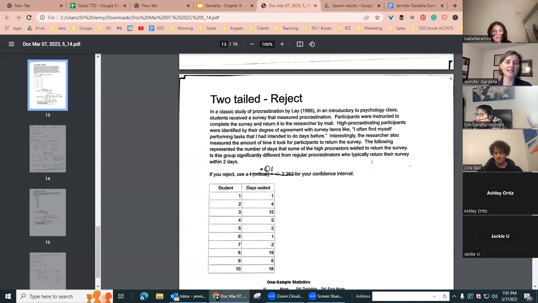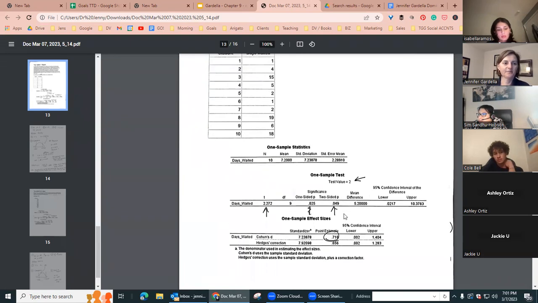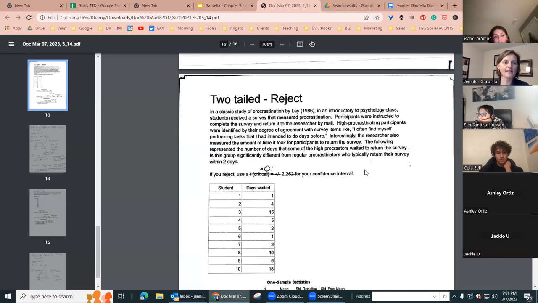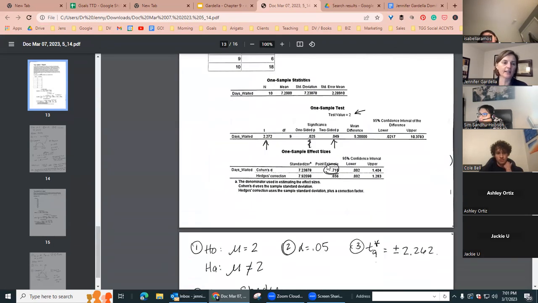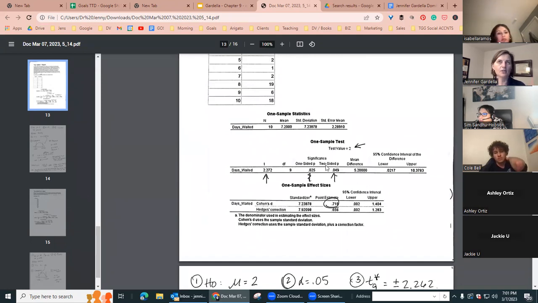Is this group significantly different from regular procrastinators who typically return their survey within 2 days? So we are comparing how many days they waited to return the survey against a test value of 2 days. Here's what we got. Now remember, it does not indicate which way we want this to go, so we do it as 2-tail. Remember what I said, it's harder to reject with 1 tail sometimes, so you want to make sure that you cover your bases and do 2 tails.